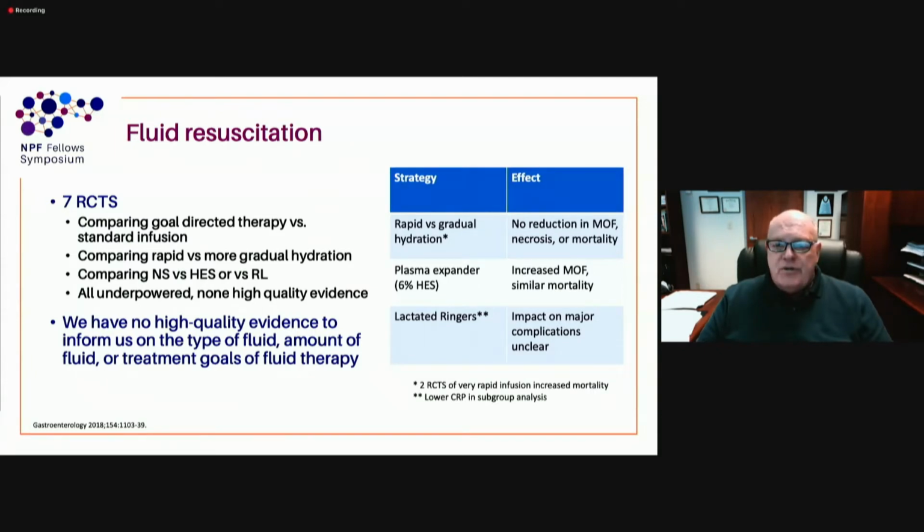Rapid versus gradual hydration, no big difference, although there were 2 trials that used very rapid infusion that actually increased mortality, with more abdominal compartment syndrome. Hydroxyethyl starch made the outcome worse. And the studies of Ringer's lactate show that it reduces C-reactive protein, but it's not even clear that it reduces some of the major complications or improves the outcomes I showed you on the previous slide. Next slide.